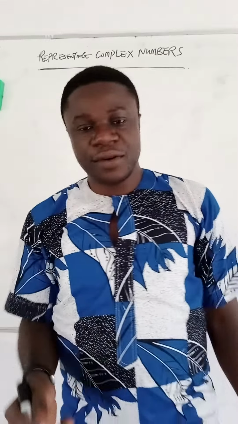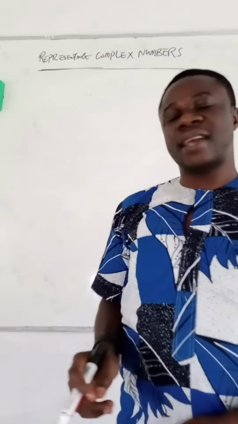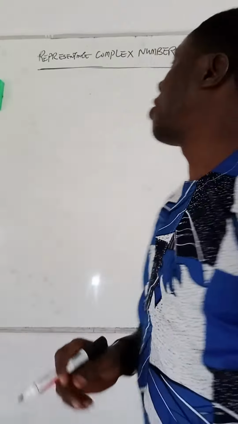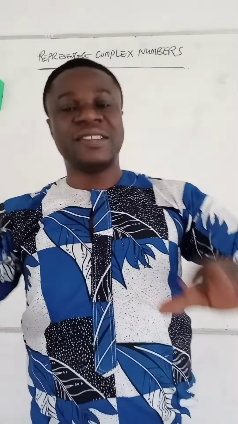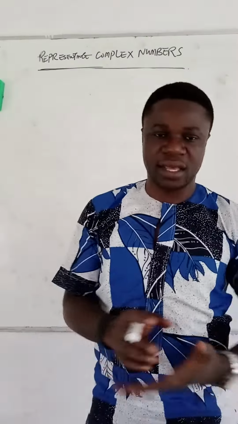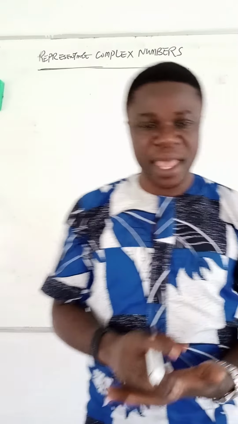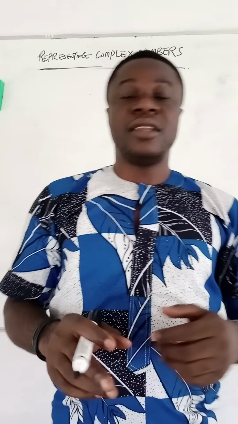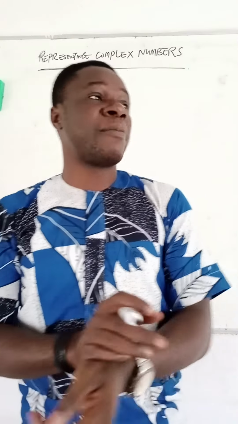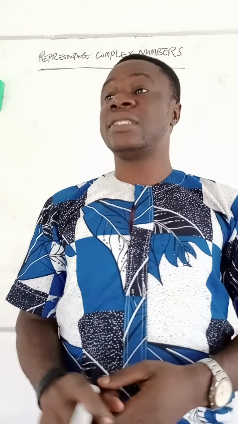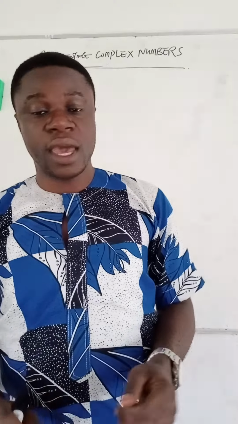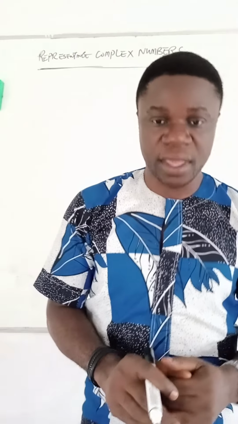Welcome to this video, and in this class we are going to consider how to represent complex numbers. It is very important for us to note that a complex number is a mixture of a real number and an imaginary number. The symbol Z is used to denote a complex number.